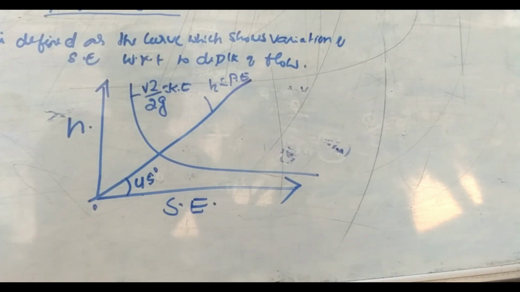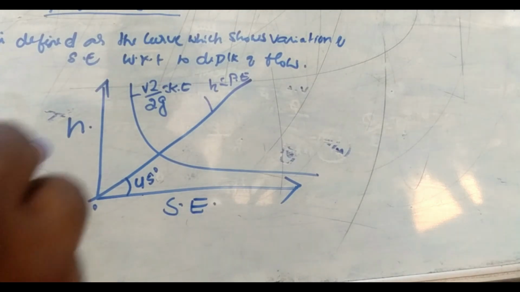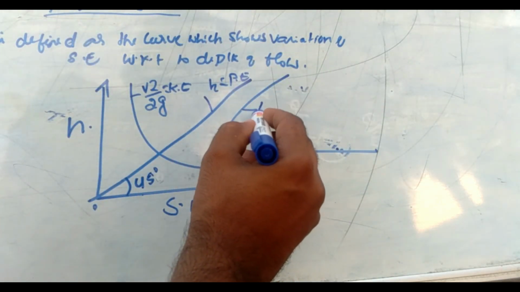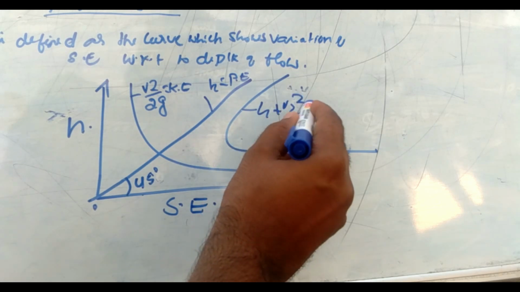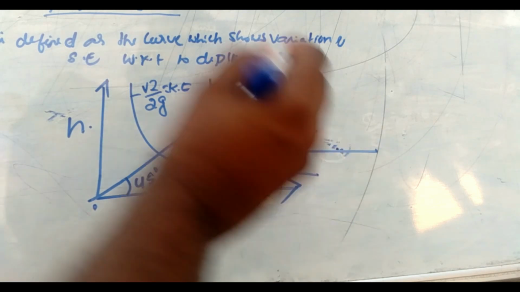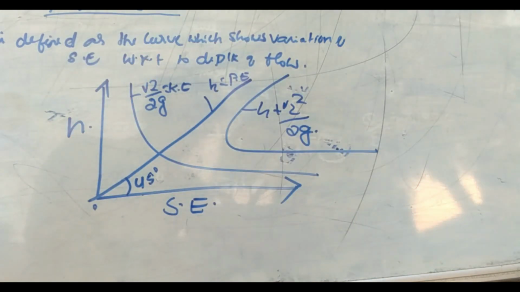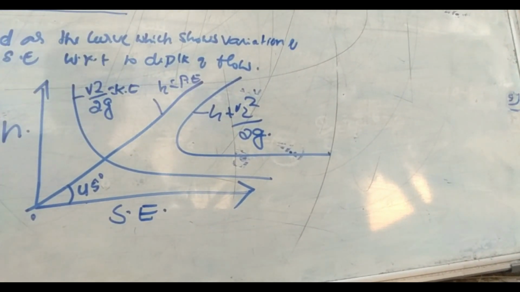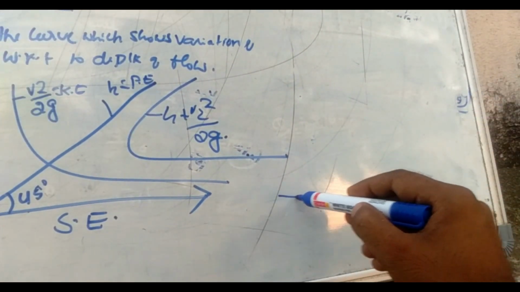Next we'll draw those two individual graphs, and then the combination of those two graphs will come. We'll draw it this way. This is the H plus v square by 2g graph. This graph is the combination of those two graphs. And this depends on when the water is flowing in this direction.